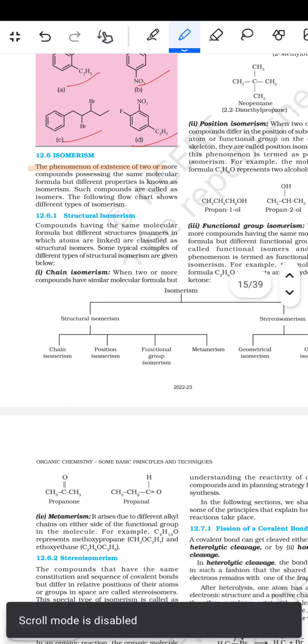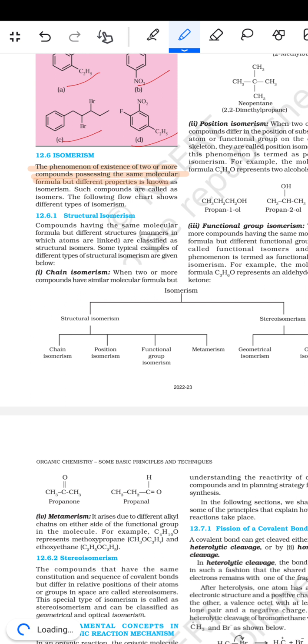Now the isomerism. The phenomenon of the existence of two or more compounds possessing the same molecular formula but different properties is known as isomerism. Such compounds are called isomers. The following chart shows different types of isomerism. Structural isomerism: compounds having the same molecular formula but different structures, that is, different manners in which the atoms are linked, are classified as structural isomers. Some typical examples of the different types of structural isomers are given below.